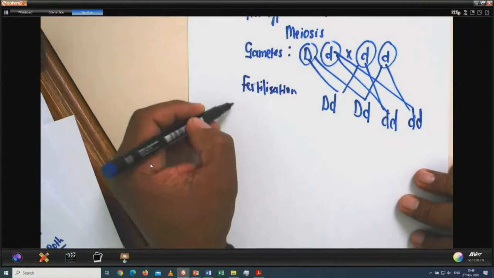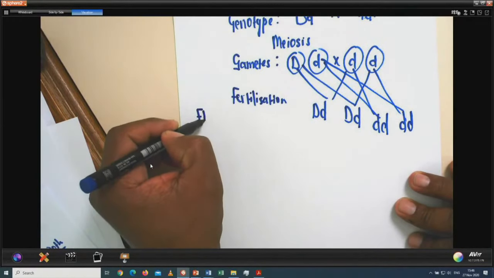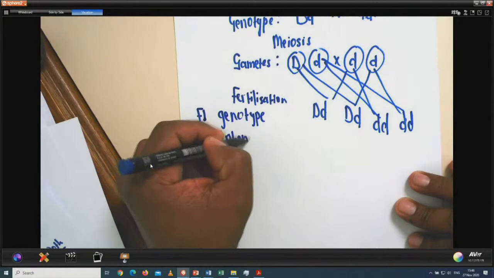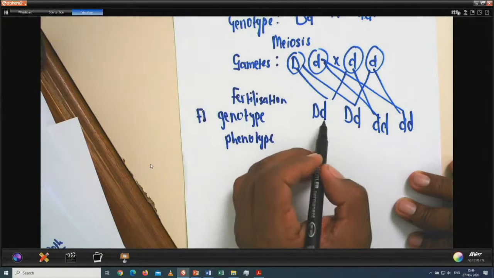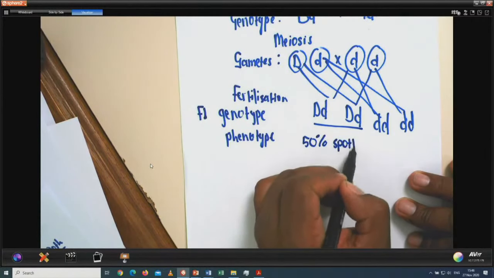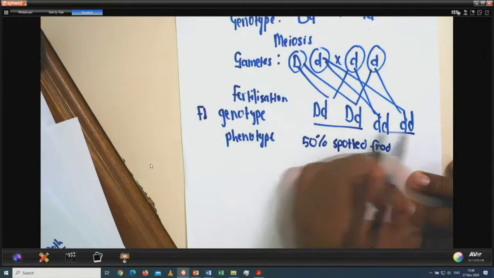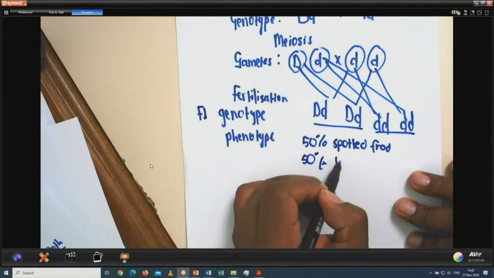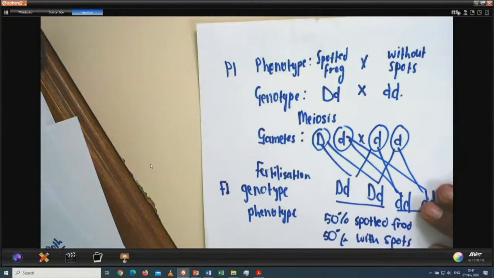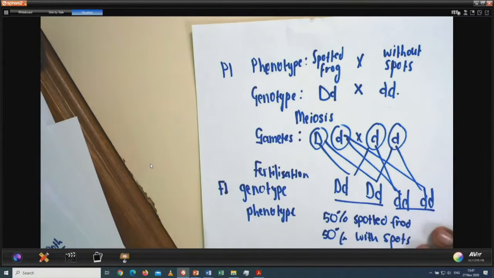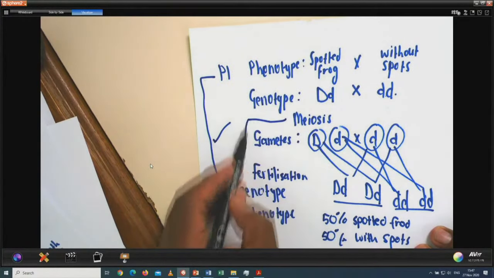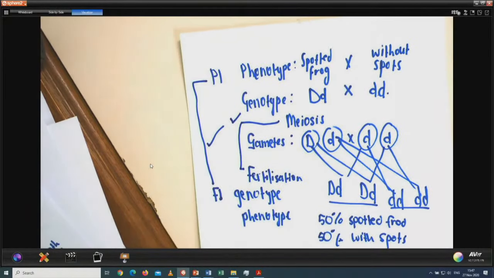And these will be our F1 generation genotype and the phenotype. We have 50% spotted frog and 50% without spots. It is important when we answer our questions on genetic crosses, remember P1 and F1 needs to be indicated, meiosis and fertilization needs to be indicated also.